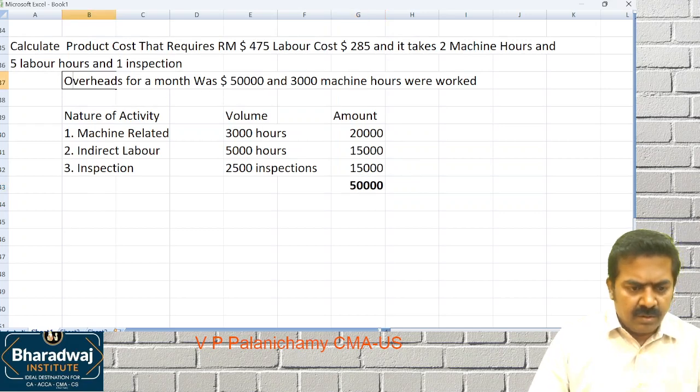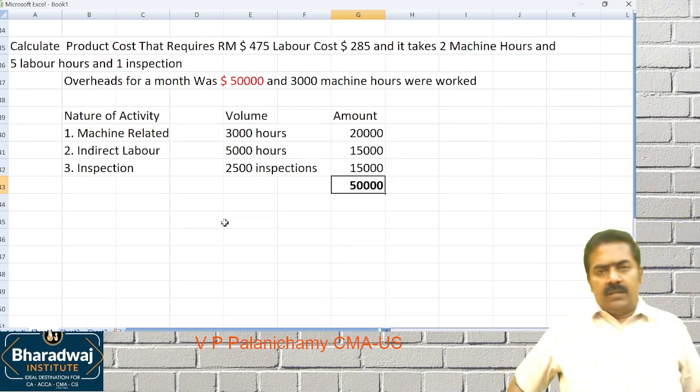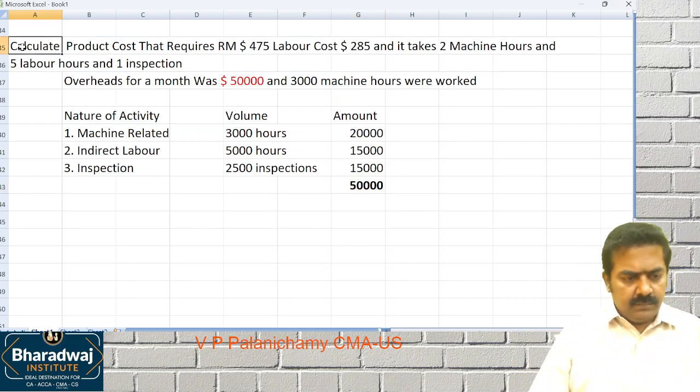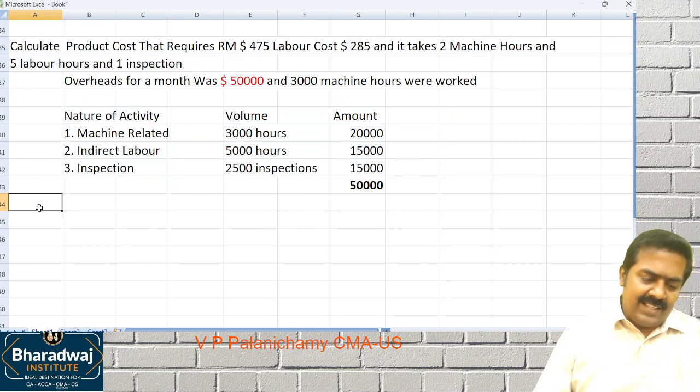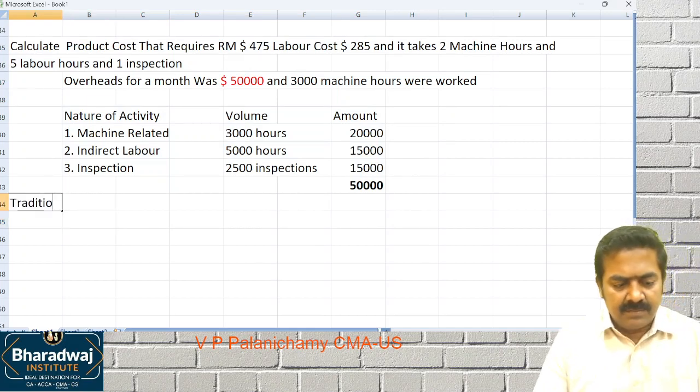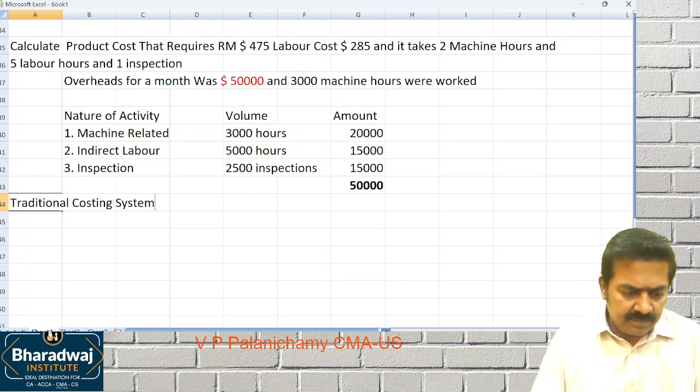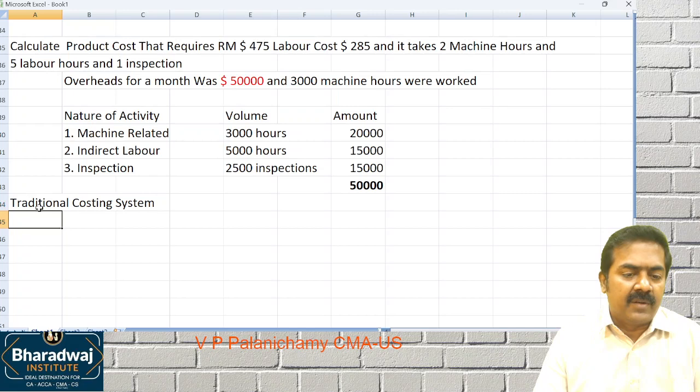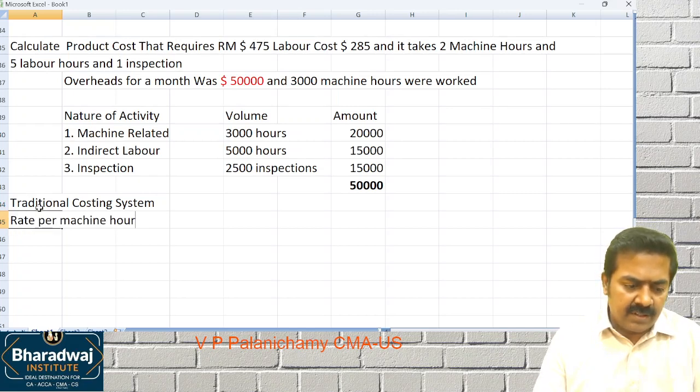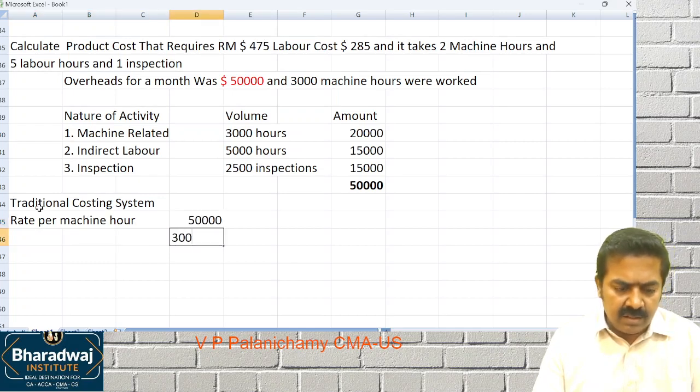If you look at it, overheads were $50,000. See, under traditional costing system, we use a single recovery rate. What do you mean by recovery rate? Simple. Rate per machine hour. $50,000 divided by 3,000 machine hours.